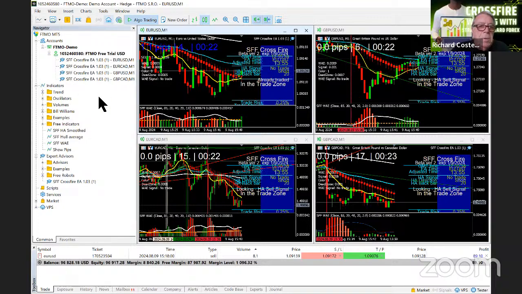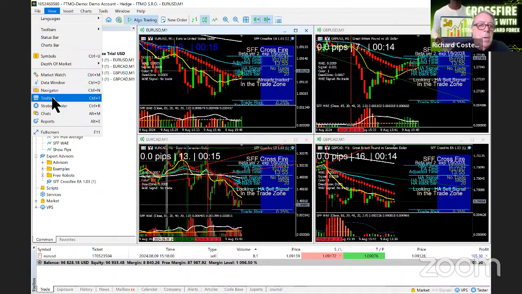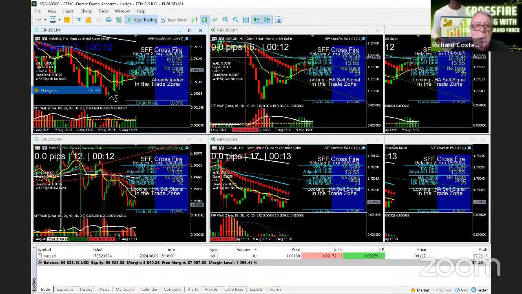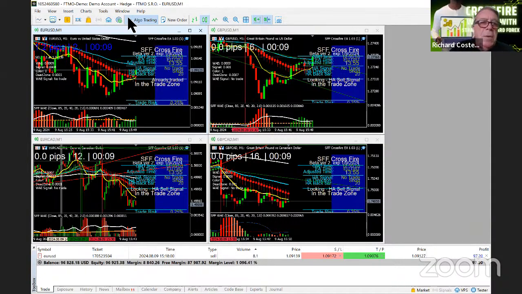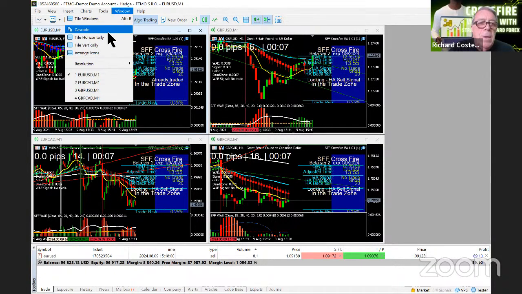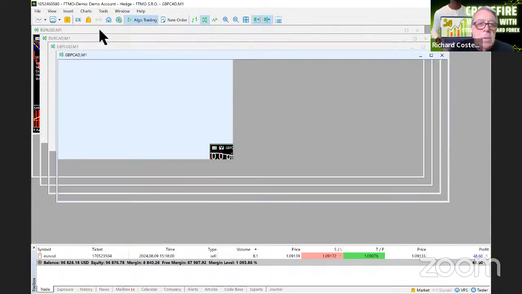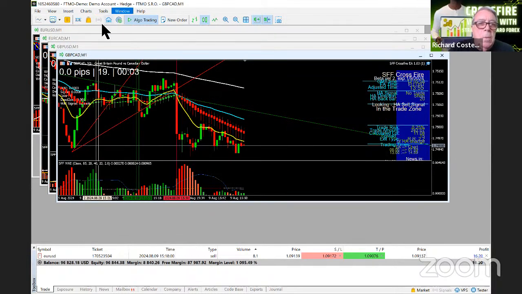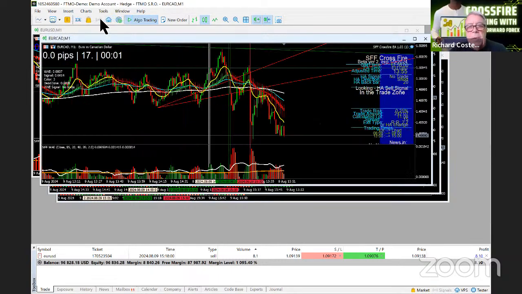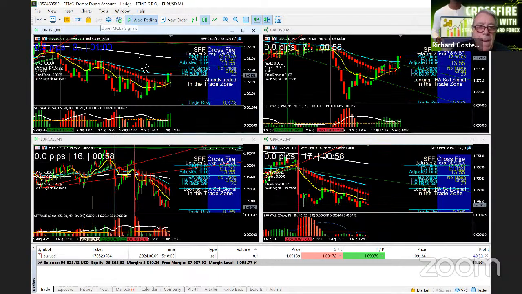If I get rid of this chart, this should automatically fill the gap, so I'll take that off. Get rid of navigate. No, it hasn't done it automatically. So what I find is if I go back to the window and I put them on something different and then go back to tile windows, it should fill the space. There we go, it filled them. There was something else I was going to mention.